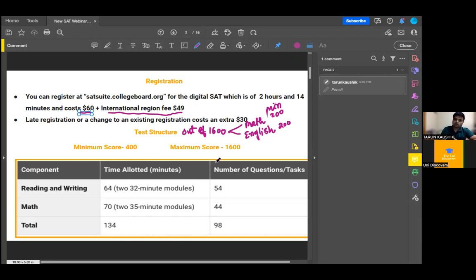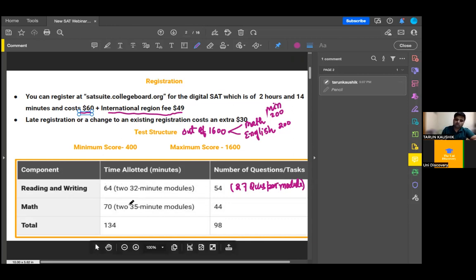If we talk about the duration of the test, that is roughly 2 hours 14 minutes, where the entire structure is divided into four different modules, where the reading and the writing, which is the part of the verbal or English section, has 27 questions per module. So in total, in the English part, there will be 54 questions which you have to complete in 64 minutes. So one module, 27 questions, and the time limit for each module will be 32 minutes.